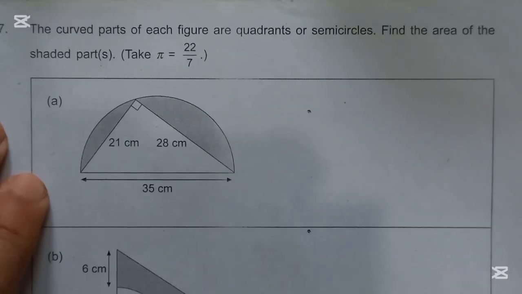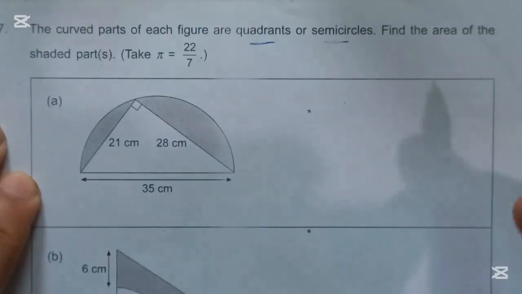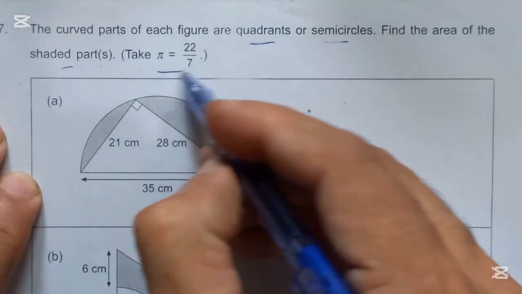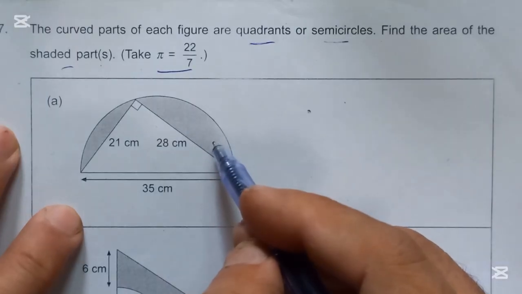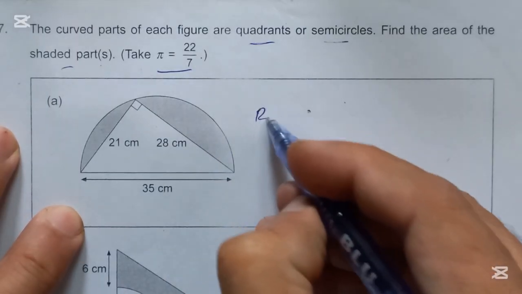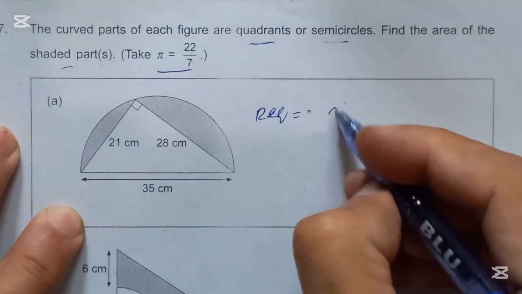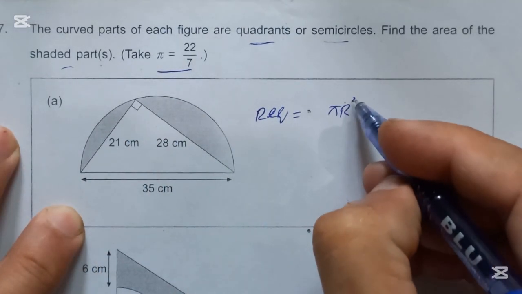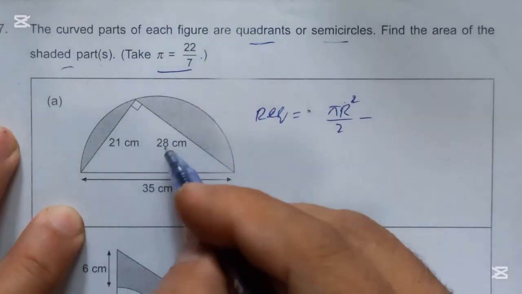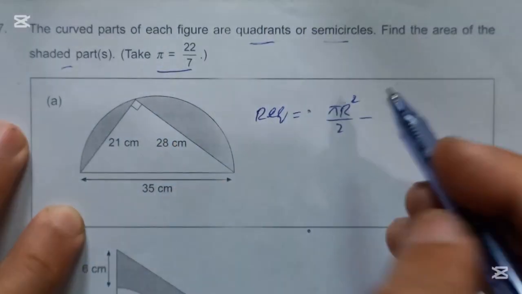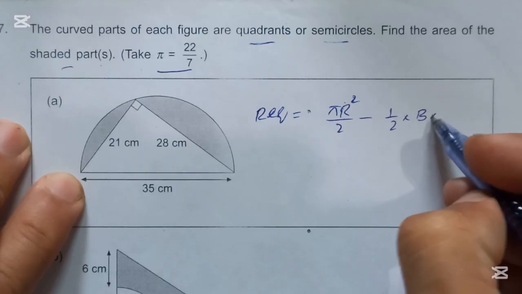Okay, the statement of the question is the curved parts of each figure are quadrants or semicircles. Find the area of the shaded part. Take pi is equal to 22 by 7. So to find the shaded part in this part, the formula will be, here is a semicircle, so pi r square divided by 2, and this triangle will be subtracted from it to get the area of the shaded part. So the area of the triangle is 1 by 2 into base into height.